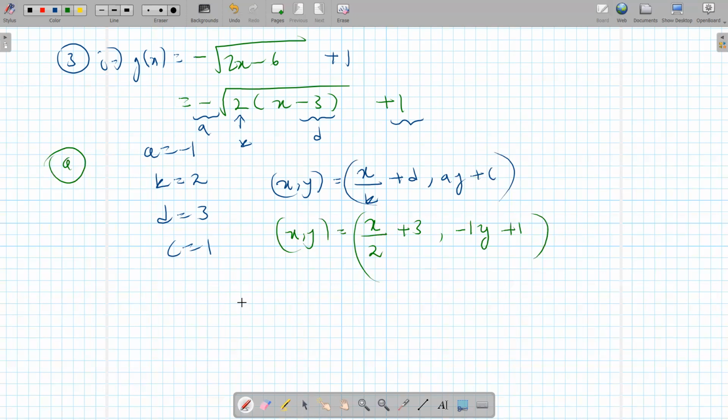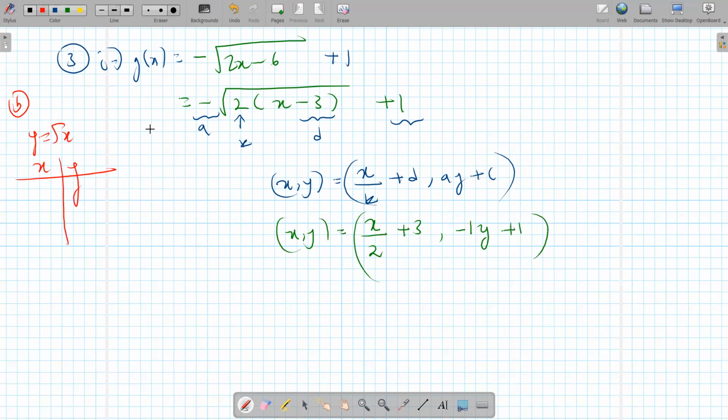To answer part b, we need to make two different tables. We're going to make a table of (x, y) for the parent function, and a table of (x, y) for g of x. But g of x has the point mapping rule (x over 2 plus 3, -y plus 1). Instead of just being (x, y), it's going to be this point mapping rule. Now look at this function, y equals the square root of x. If x is 0, what's the y value?